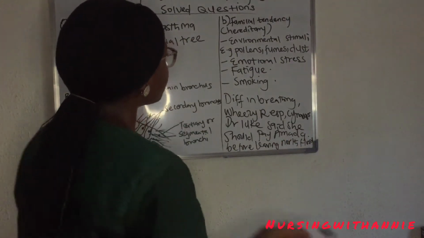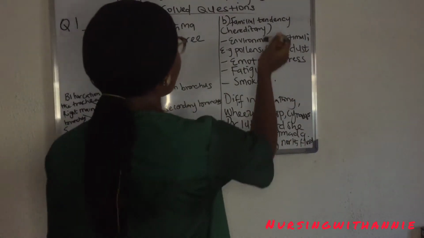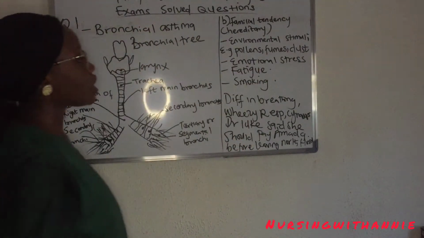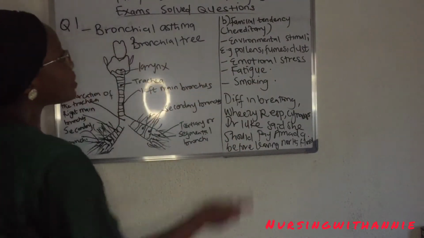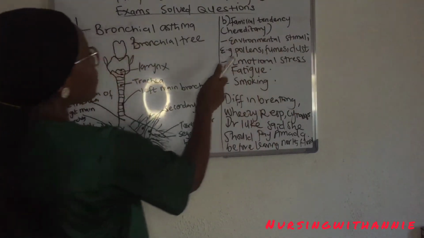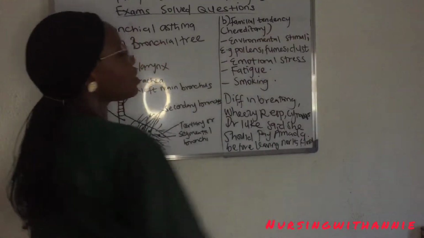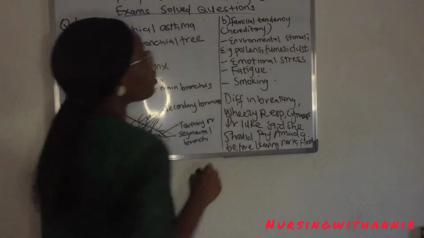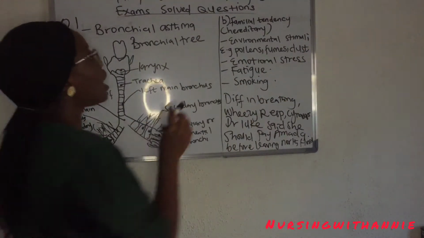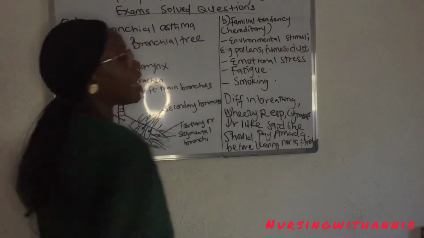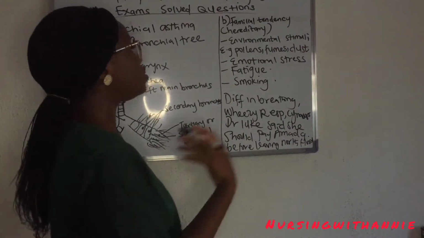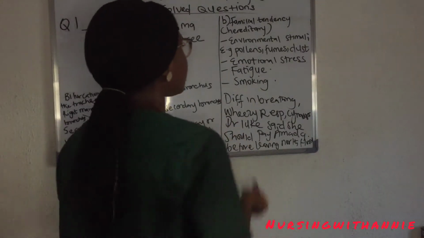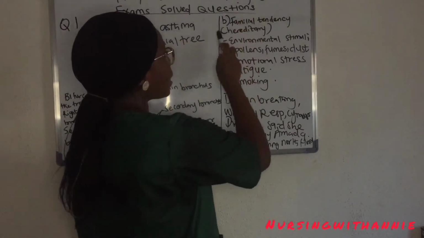Now, the second question says list 4 predisposing factors that has to do with bronchial asthma, and it's already here. We have 1, familial tendency. Anywhere you see familial tendency, it actually means hereditary. So bronchial asthma can be hereditary. Then we have environmental stimuli such as pollen, dust, fumes, insecticides and all that. It can also trigger bronchial asthma.